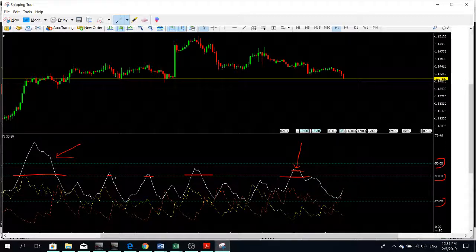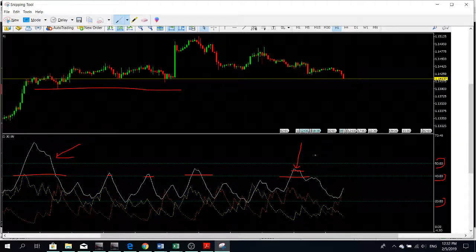It doesn't show you the direction of the trend. For example, here it came down, but we don't have any downtrend here. It's a sideways movement, so there is no sign from this white ADX line.